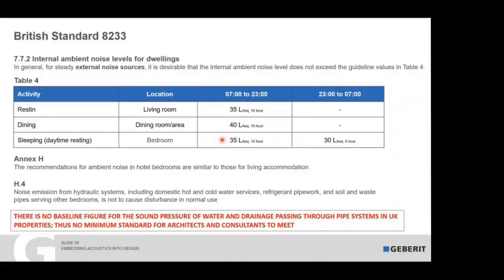So there's no baseline figure for the sound pressure of water and drainage passing through pipe systems in the UK. So no minimum standards for architects and consultants to be met. And this is what I say: if you have complaints, when we talk about psychoacoustics, it is very important to have a number defined. If you are above, then you have a problem. If you are below, maybe the customer still is not happy, but you have done your job well, and you have fulfilled your task like in any other discipline where you have defined standards. Even if the customer is not happy, if you meet the standard, then everybody is happy.